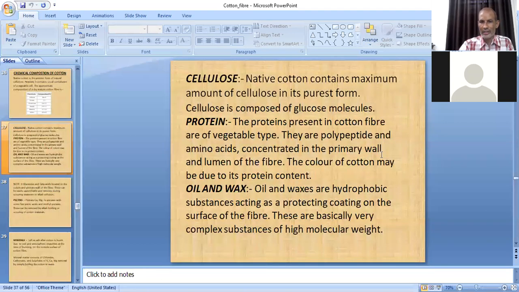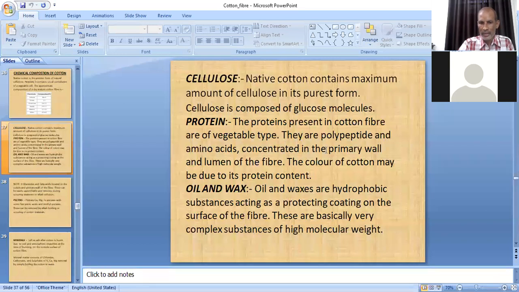Cellulose: native cotton contains the maximum amount of cellulose in its purest form, around 89%. Cellulose is composed of glucose molecules, which we already covered when we took the polymer of cotton. Protein: the proteins present in cotton fiber are of the vegetable type. There are two types of proteins, vegetable and animal. Here, the vegetable type of protein is found in the cotton fiber.